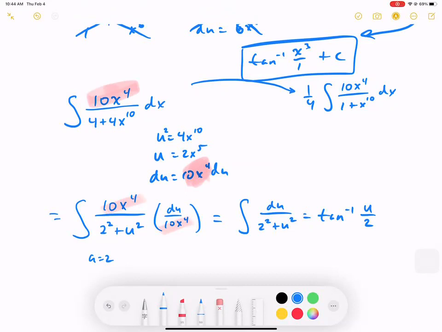Don't we have to press the plus C? Yeah, plus C. I'm trying to think if there's anything else I forgot here. Do we plug in 2x to the fifth into u? Oh yeah. Sorry, I forgot one identity part.